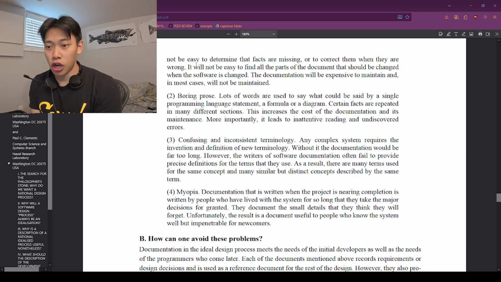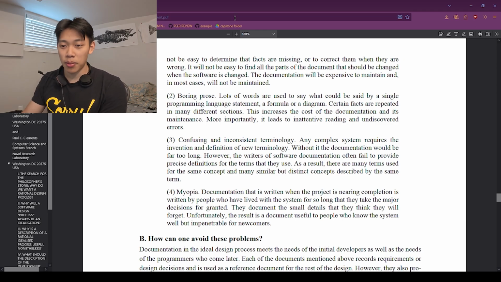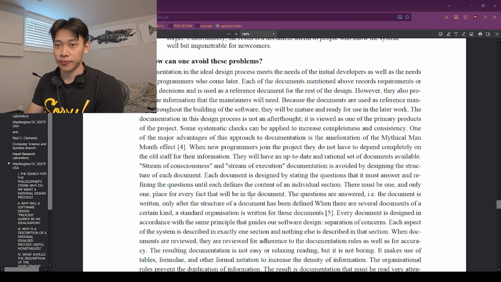4. Myopia. Documentation that is written when the project is nearing completion, written by people who have lived with the system for so long they take the major decisions for granted. They document the small details that they think they will forget. Unfortunately, the result is a document useful to people who know the system, but impenetrable for newcomers.